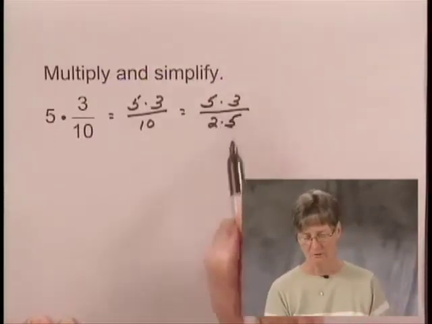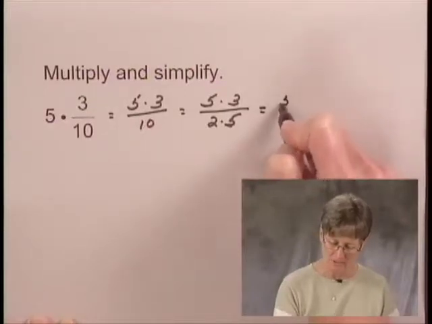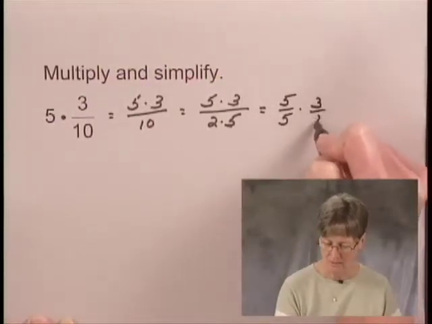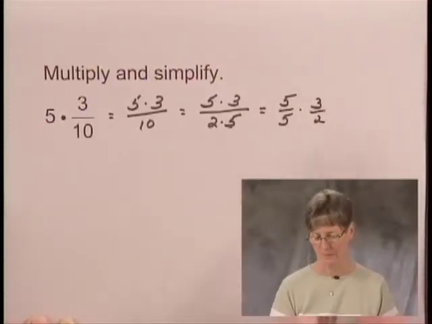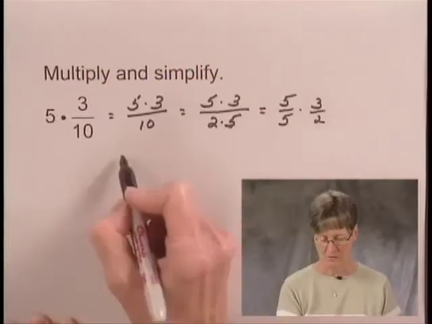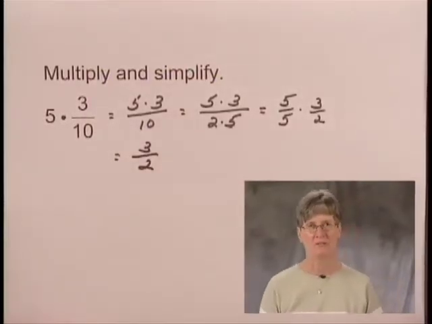Now there's a factor of 5 common to the numerator and the denominator, so I can rewrite this as 5 over 5 times 3 over 2. 5 over 5 is equal to 1, so I have 1 times 3 halves, or just 3 halves for the product of those two numbers.